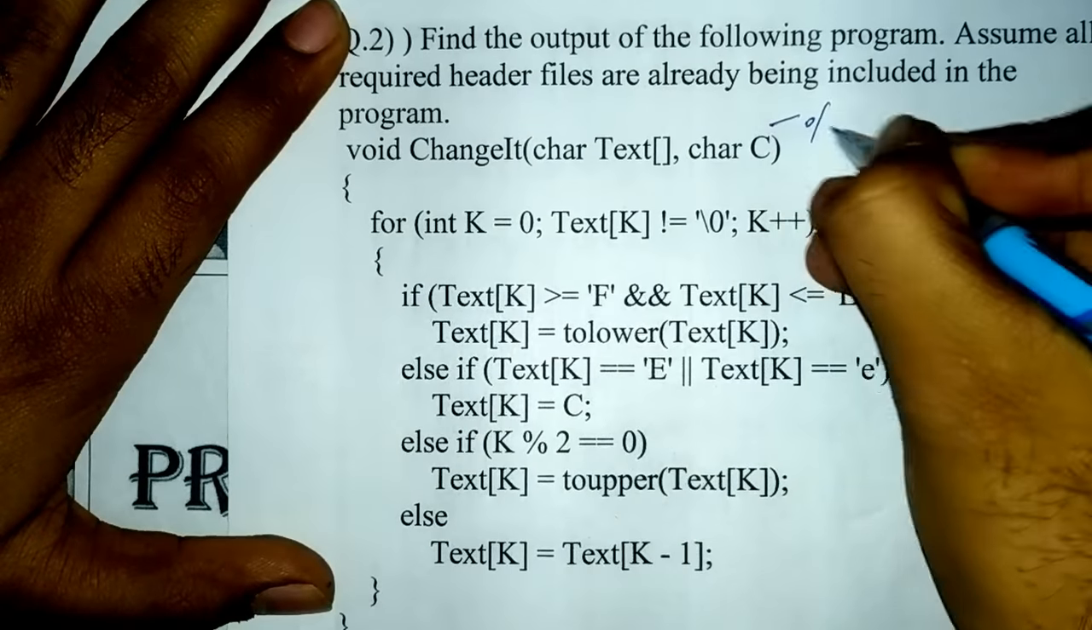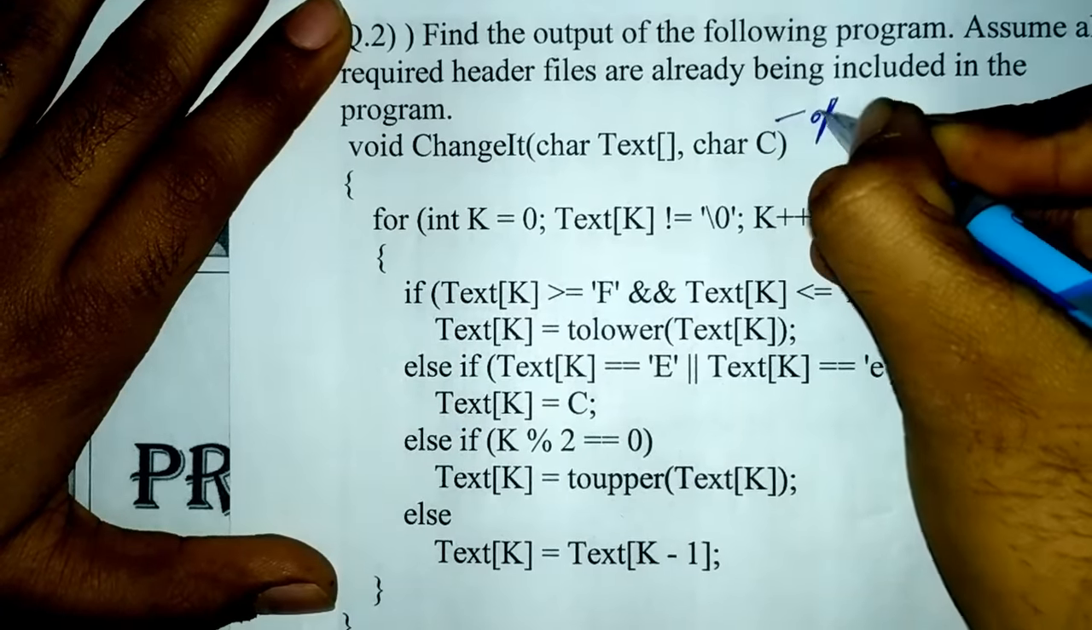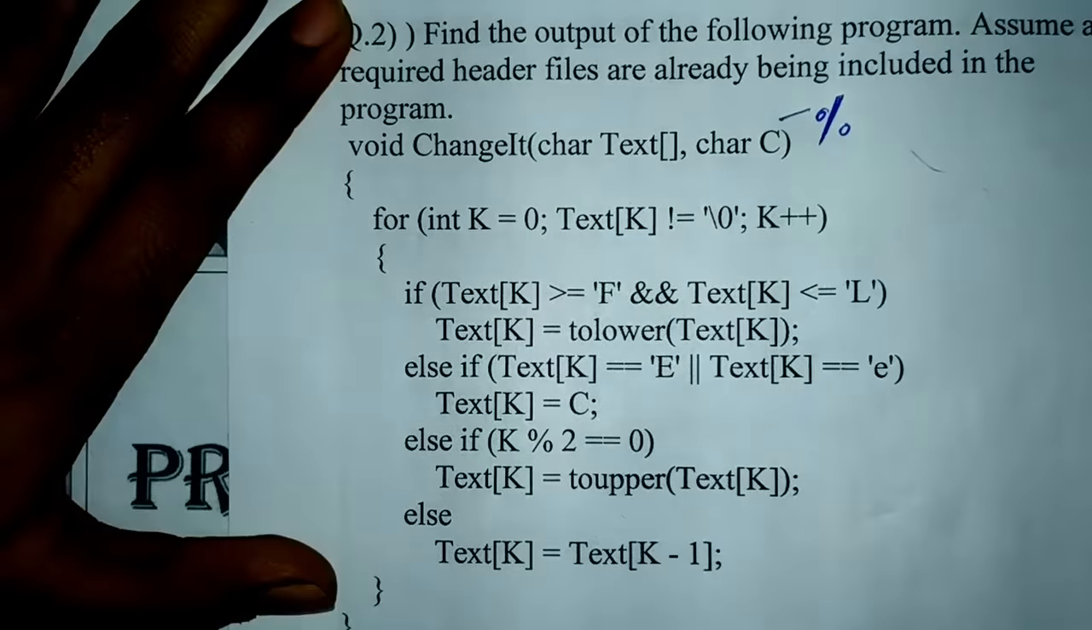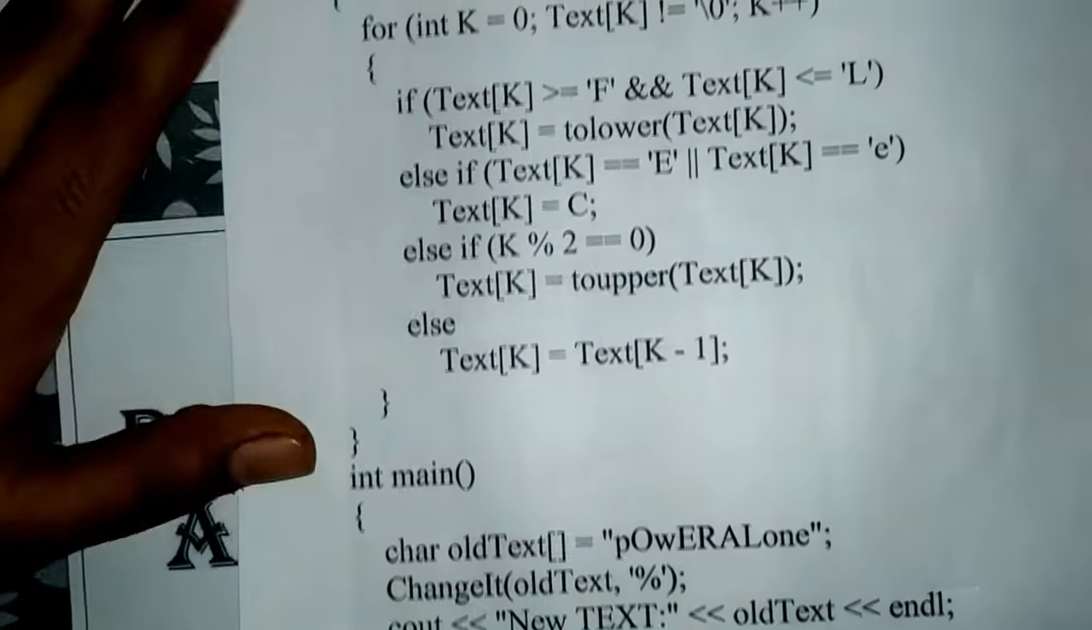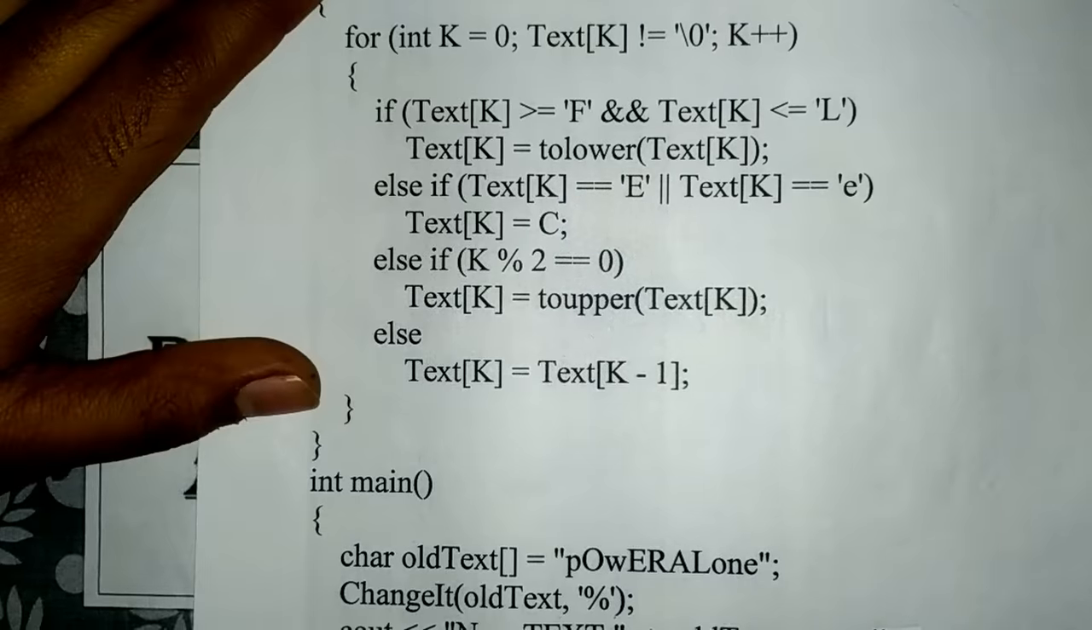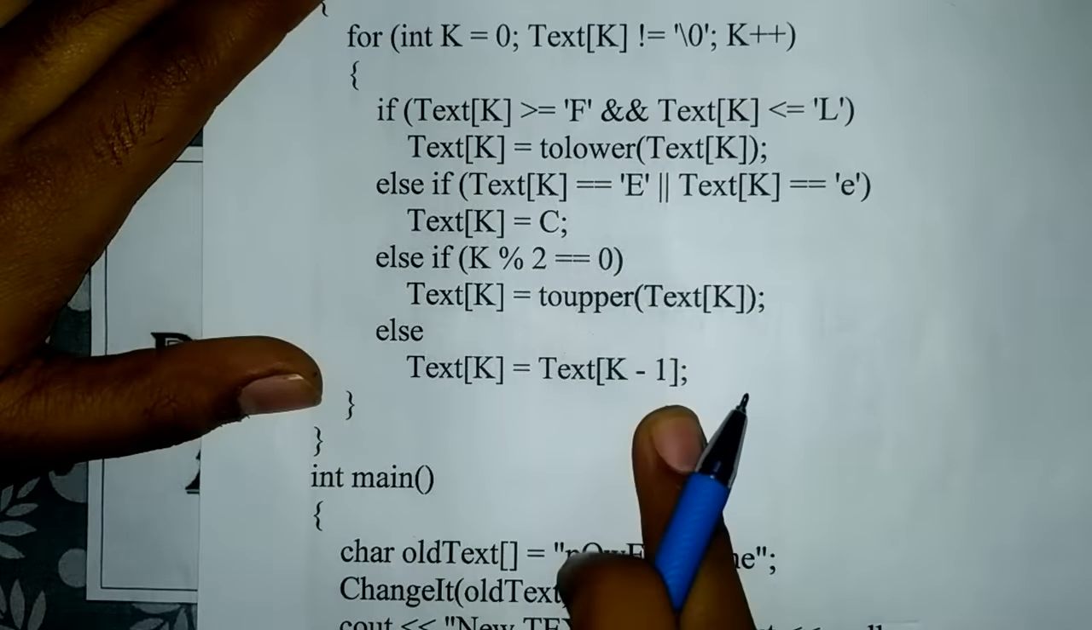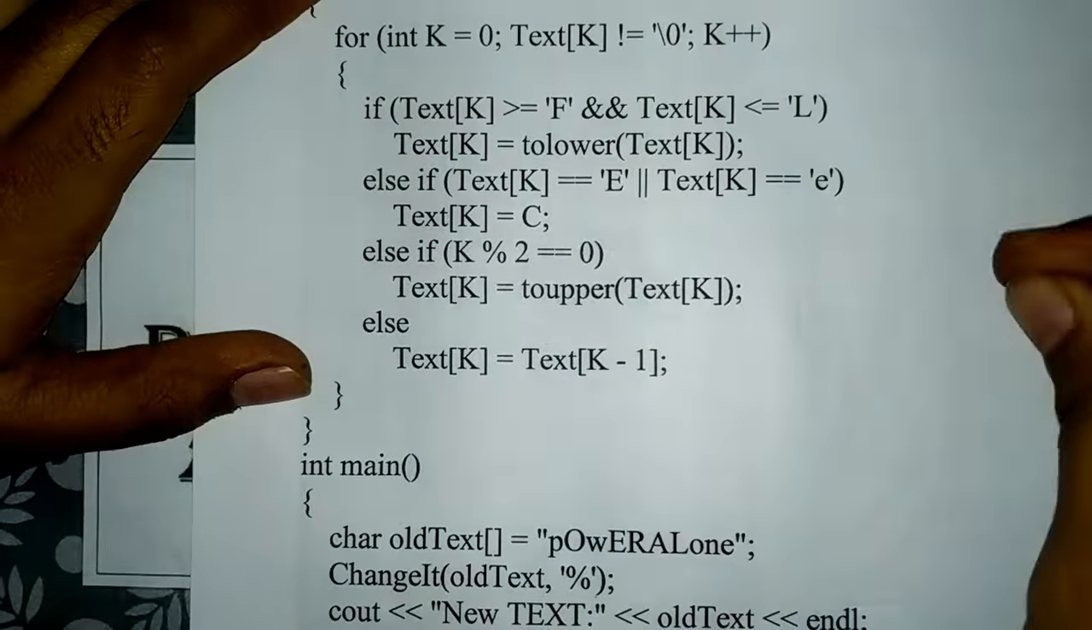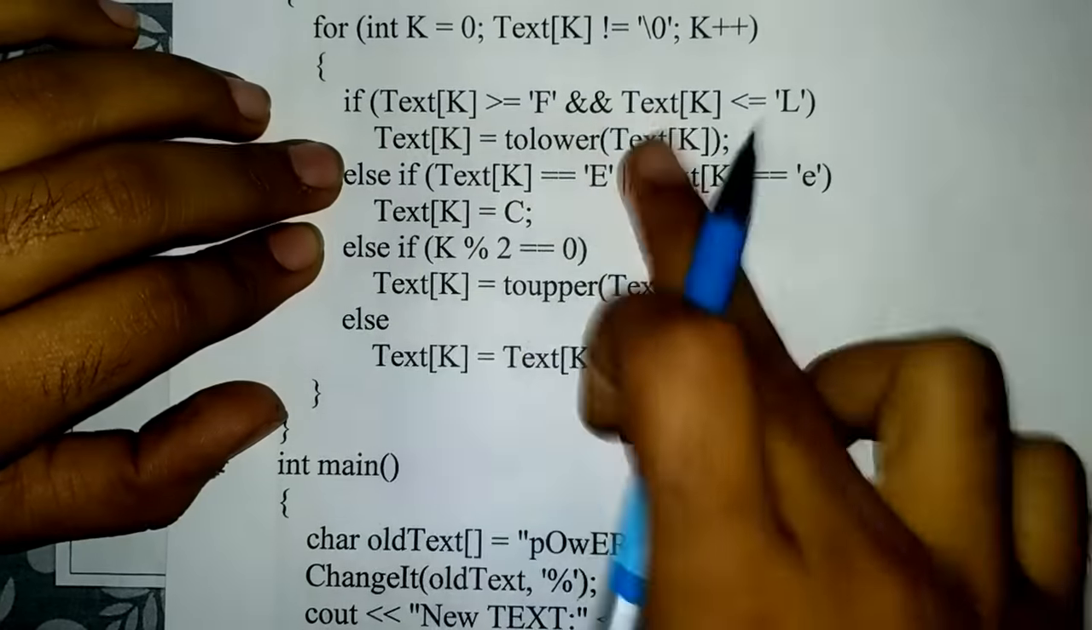Percent will be used as the value of c. Now, like we have done in the previous question, just make it simple, just write down the condition and what we have to do in that condition in just simple terms.